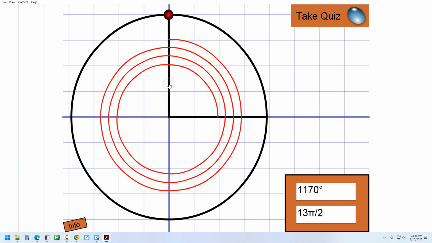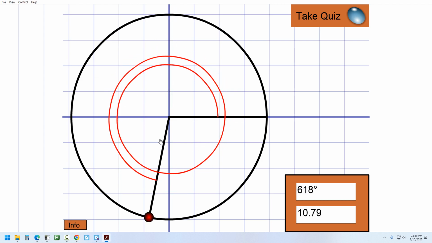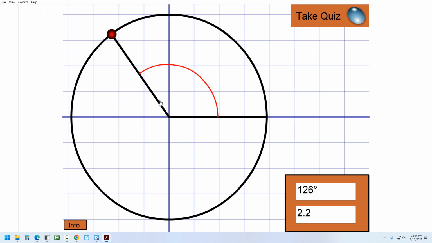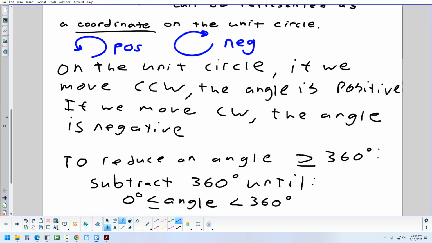If you have an angle that's too big to work with because you've gone around extra times and you want to visualize that angle easier, take that angle and subtract 360 as many times as you need until you finally get an angle that's small enough to work with. For me, I would say between 0 and 360, that's generally what I try to find. So if you have an angle that is bigger than 360 and you want to reduce it, keep subtracting 360 until you get the angle small enough to work with.